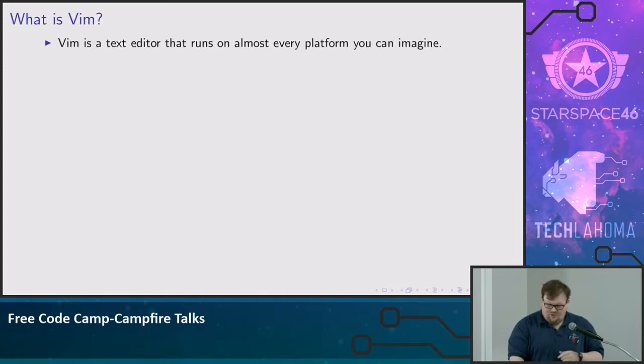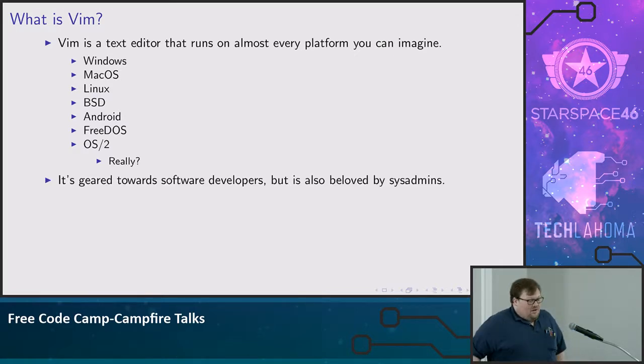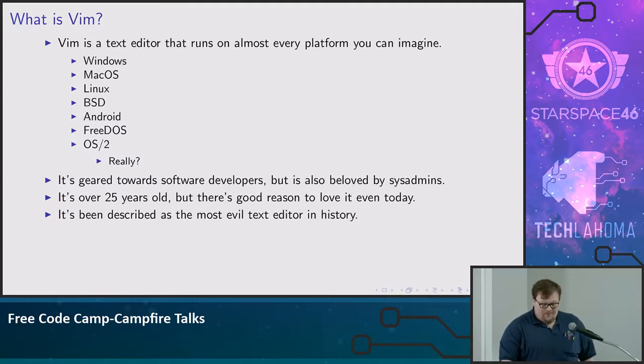I'll go ahead and go to the next slide. So what is Vim? Vim is a text editor that runs on almost every platform you can imagine. It's on Windows, it's on Mac, it's on Linux, it's on BSD, it's on Android, it's on FreeDOS, it's on OS/2. I don't know why it's on OS/2, but it's on OS/2. It's geared primarily towards software developers, but there are also system administrators that love it, probably because it runs through the command line. It's old, it's 25 years old. It's based on an even older program that comes from the 70s called Vi, but there's good reason to love it even today. It's also been described as the most evil text editor in history, probably by an Emacs guy. Actually, more than likely by a Notepad++ guy.